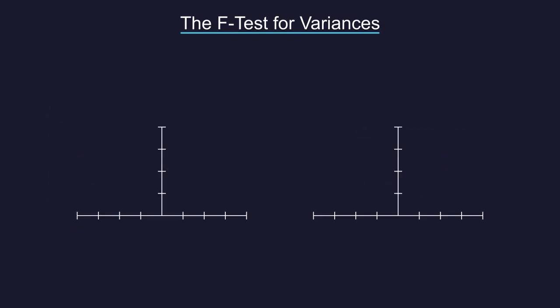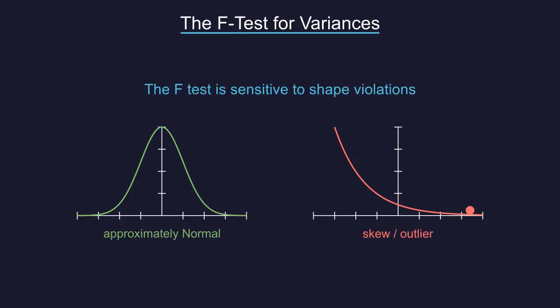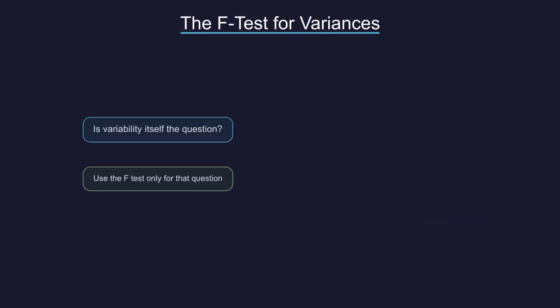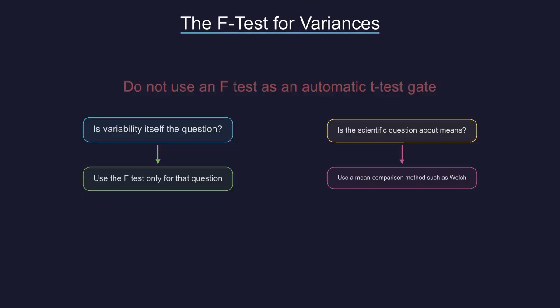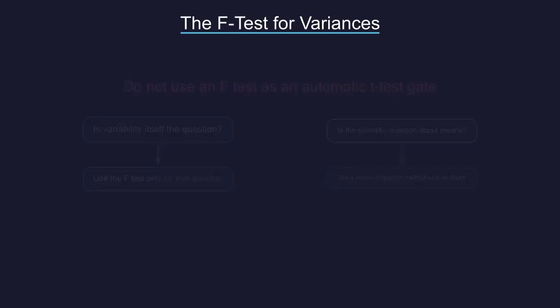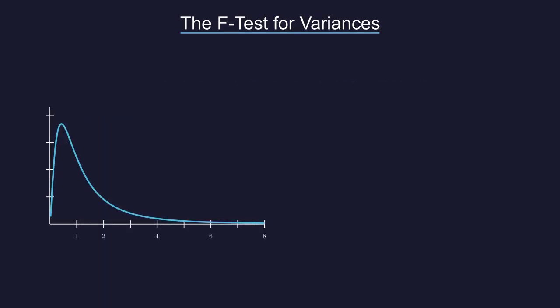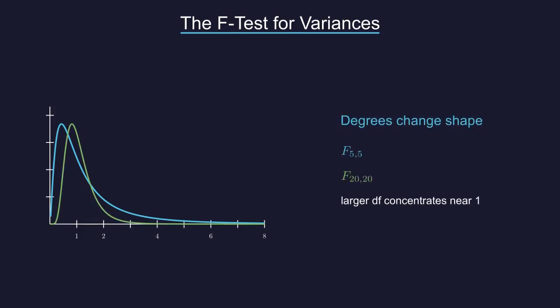The test is highly sensitive to non-normality, so it should not be used as an automatic preliminary switch for choosing a pooled t-test. Under H0, sigma 1 squared divided by sigma 2 squared equals 1, and with normality, F equals S1 squared divided by S2 squared follows an F distribution with df1 equals n1 minus 1 and df2 equals n2 minus 1. The distribution is asymmetric and depends on both degrees of freedom.